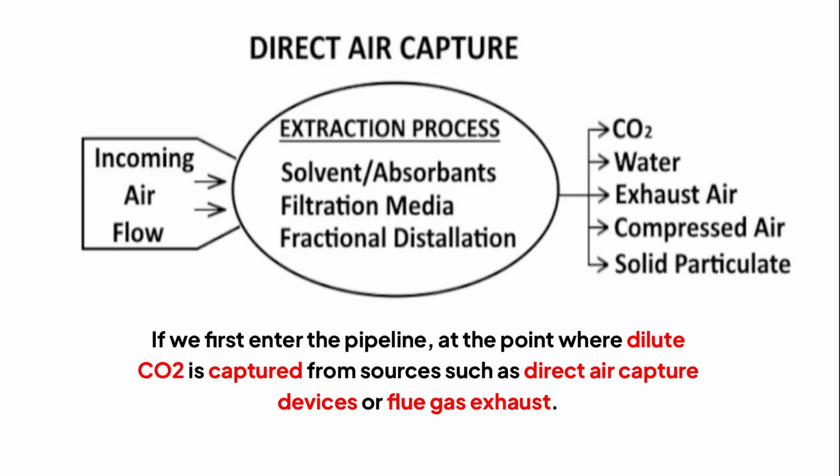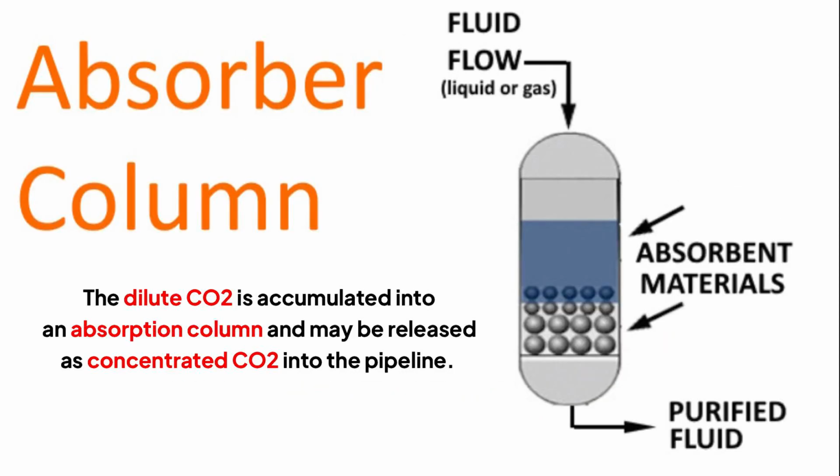If we first enter the pipeline, at the point where dilute CO2 is captured from sources such as direct air capture devices or flue gas exhaust. The dilute CO2 is accumulated into an absorption column and may be released as concentrated CO2 into the pipeline.